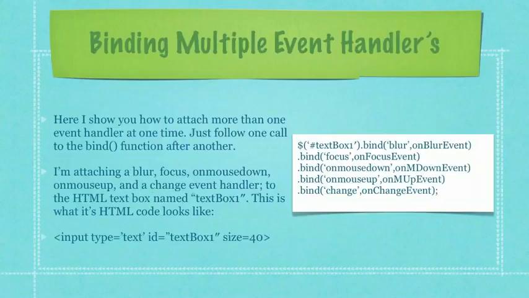Here I show you how to attach more than one event handler at one time. Just follow one call to the bind function after another, as you see here on the right side of your screen. I'm attaching a blur, focus, on mouse down, on mouse up, and a change event handler to the HTML text box named textbox1, and you can see the code that goes along with that text box in the third bulleted item on the left side of your screen.